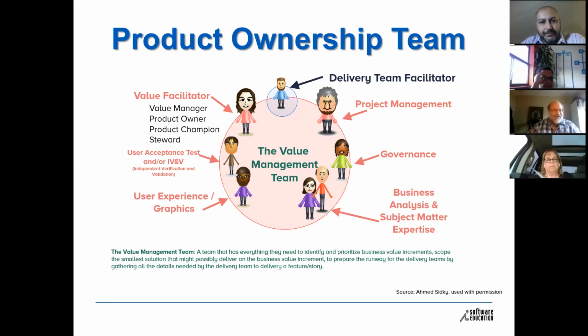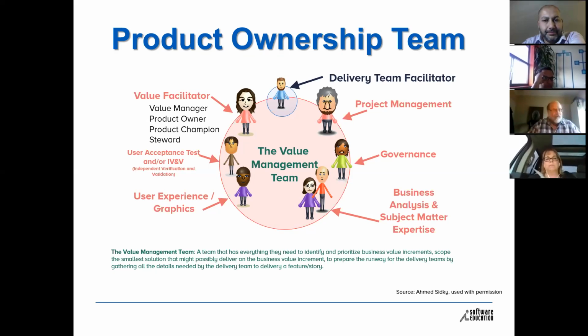We need to understand that governance, and that might, again, depending on the nature of your organization, be a very, very light conversation, or it could be a really, really heavy, full set of things we have to do to prove that become part of our definition of done, that we are not going to kill people when we release this product. We need business analysis. We need subject matter expertise. We need that user experience and graphics. We may need independent verification. We certainly need that user customer testing perspective.